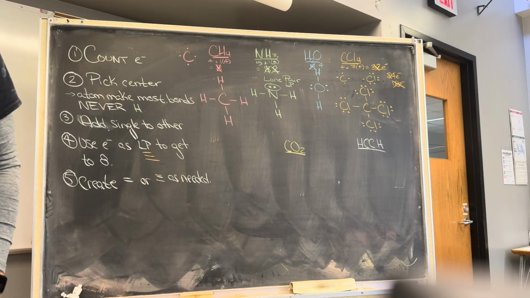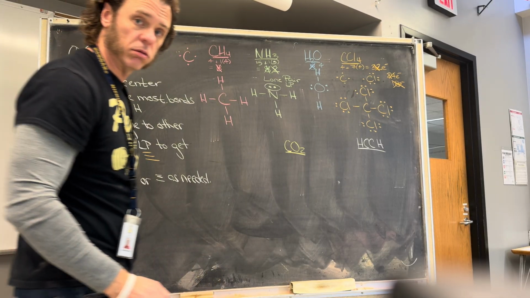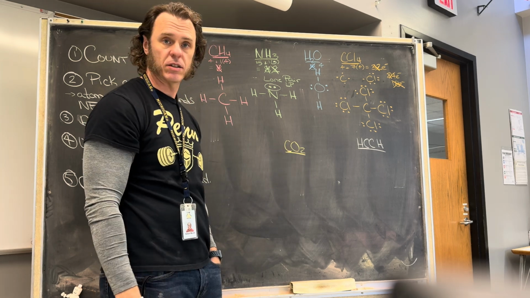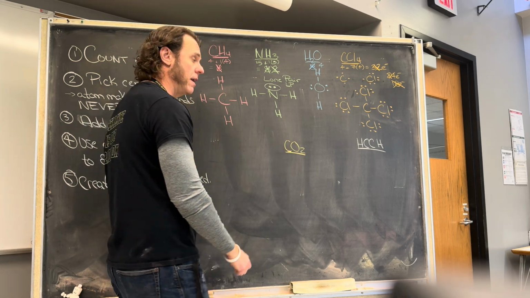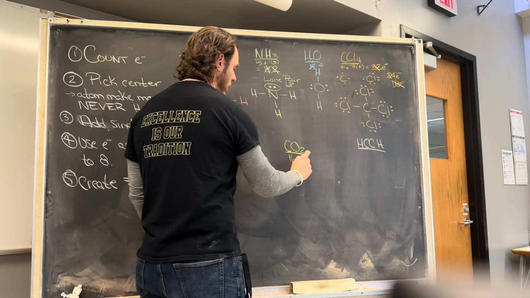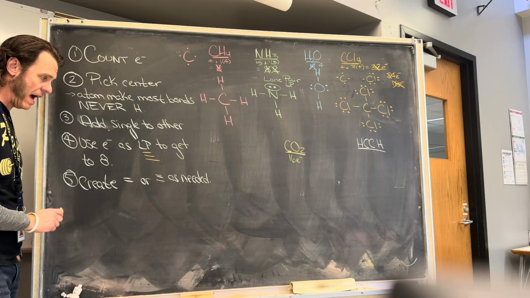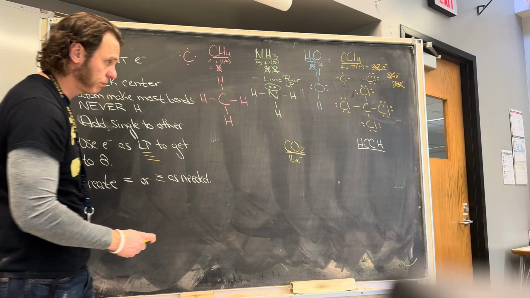Now, we're going to get down here to CO2. This is where it gets really exciting. Carbon's got 4 valence electrons. Each oxygen has 6. So let's see if we can do that math in our head. 16 electrons. It's now that we're going to step into rule number 5. We're going to create some double bonds here.